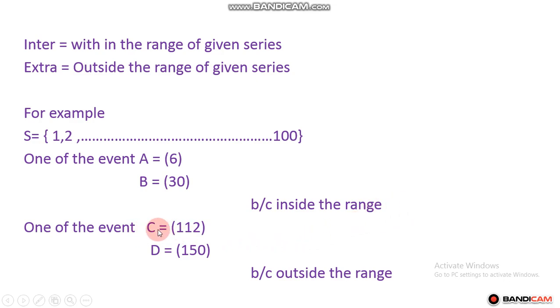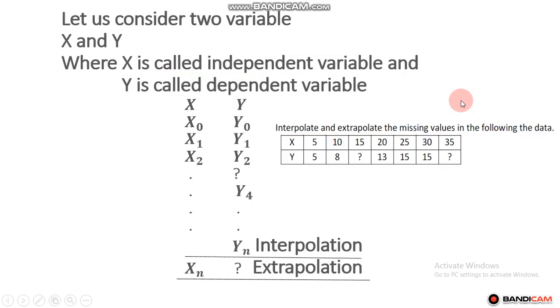Similarly, for another two events, C is 112 and D is 150. So 112 and 150 lie outside the range of 100. Look at that, yn is up to 100; 6 and 30 lie within it, and 112 and 150 definitely fall outside the range of the given series, that is, outside 100. So that is the thing. Finally I conclude: interpolation is within the range of the given series, extrapolation is outside the range of the given series. The next topic is the actual definition of interpolation and extrapolation.